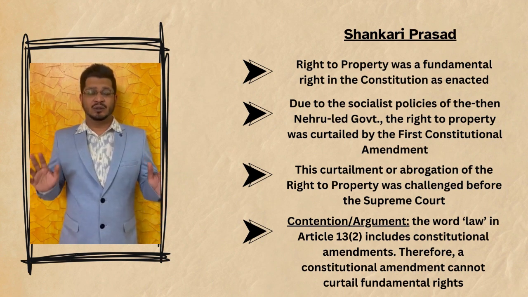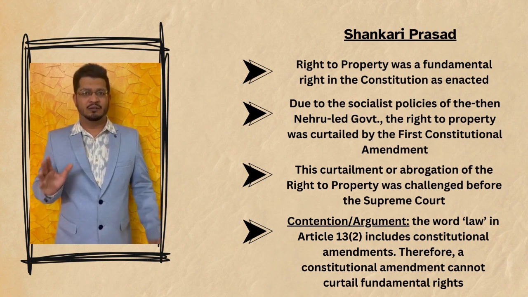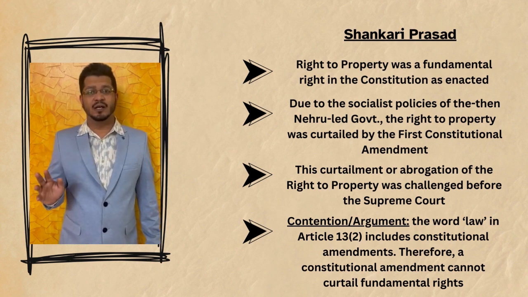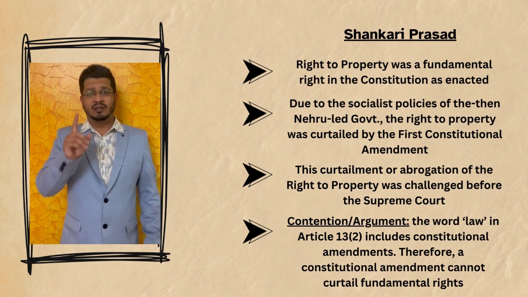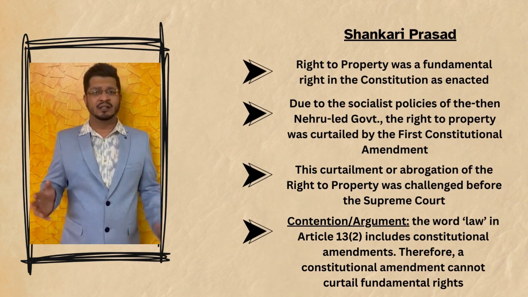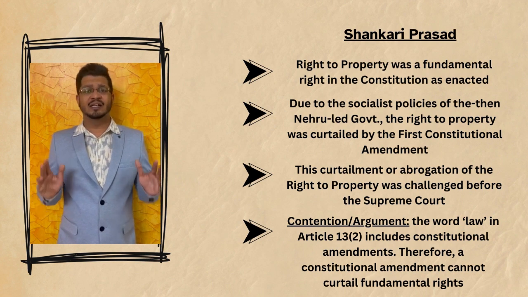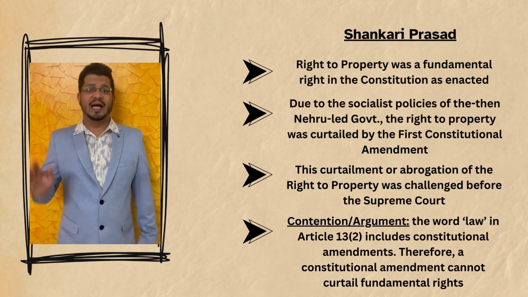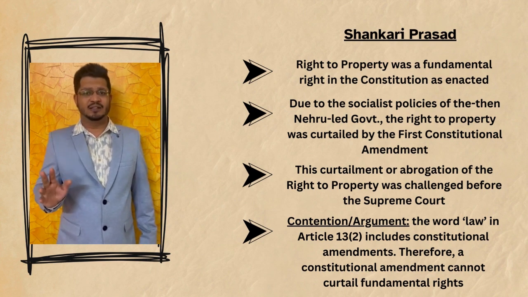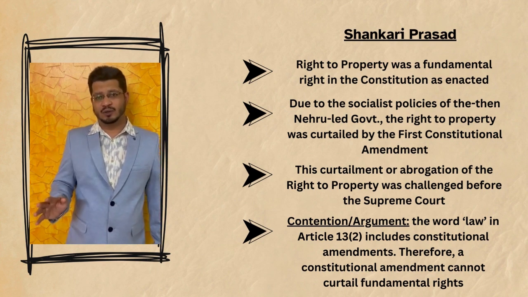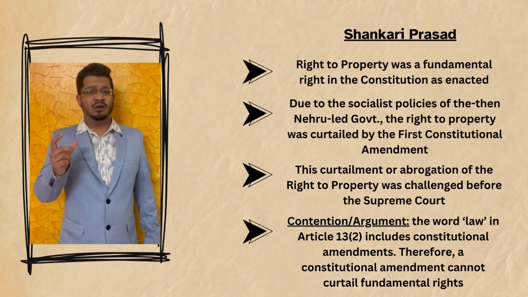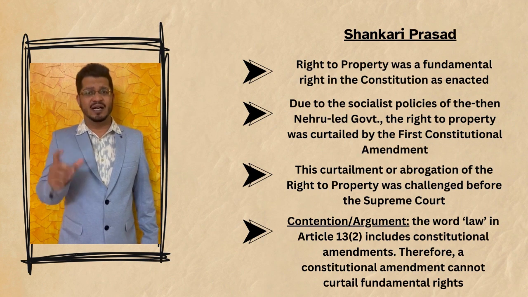However, the socialist government of Pandit Nehru wanted to abrogate or curtail this right to property. Therefore, the first constitutional amendment curtailed to some extent the right to property under Article 31 of the Constitution as enacted. Therefore, this amendment was challenged before the Honorable Supreme Court. Now let us try to understand the argument of the petitioner. What was the petitioner alleging or contending?